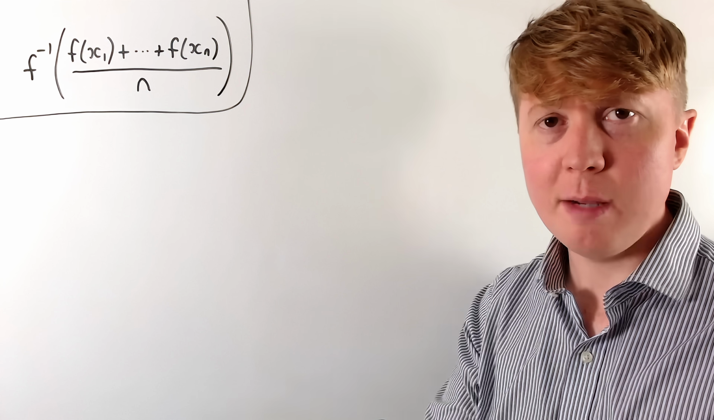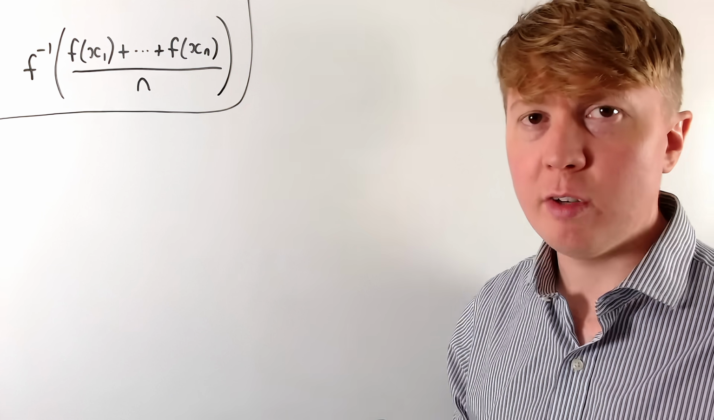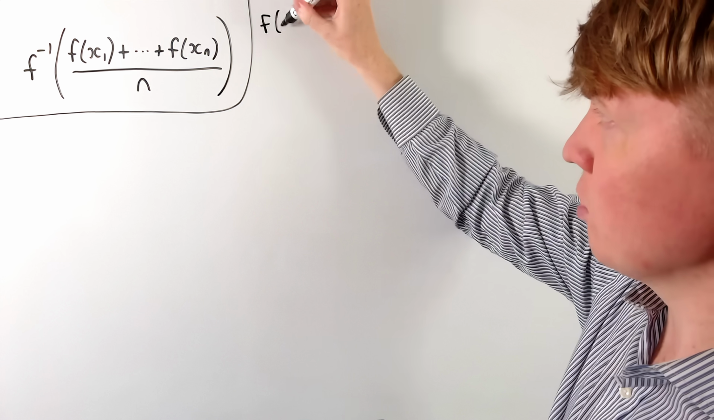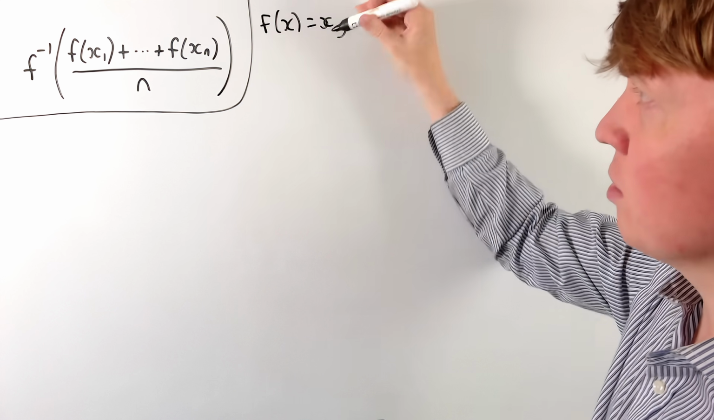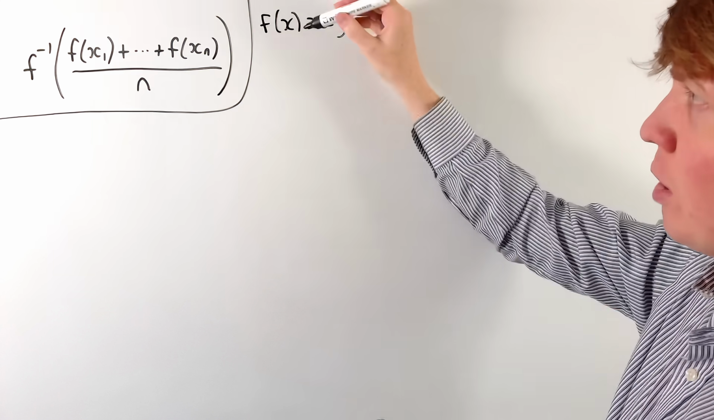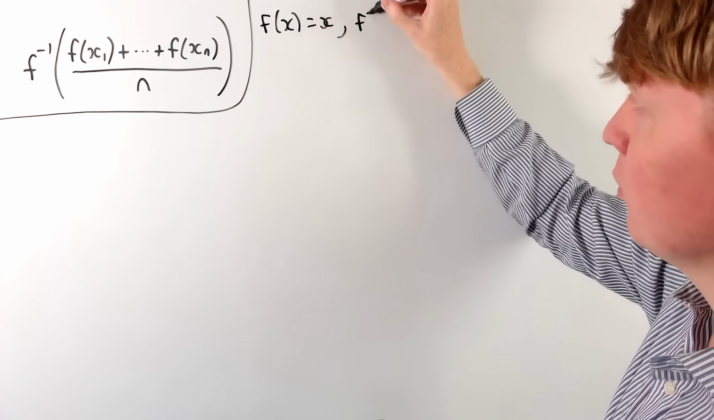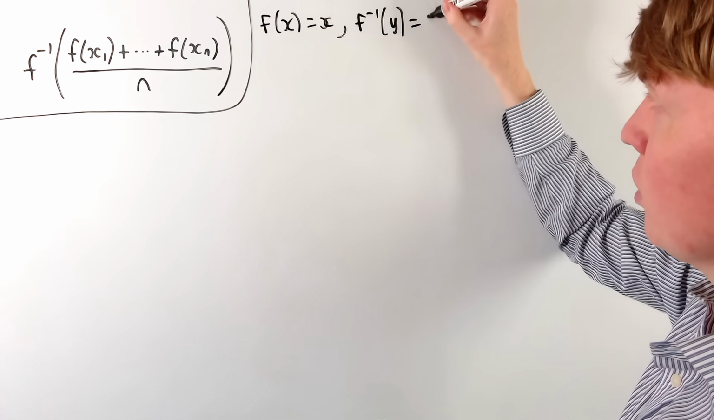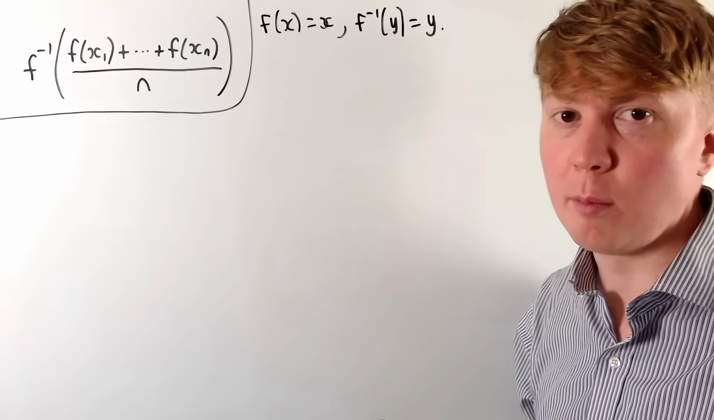So we'll look at a few examples. Our first example isn't very interesting, perhaps. We've got f of x is just equal to x. So you think about what the inverse function is going to be. If this function just maps a number to itself, its inverse, we can say f inverse of y is just going to be that same number y.